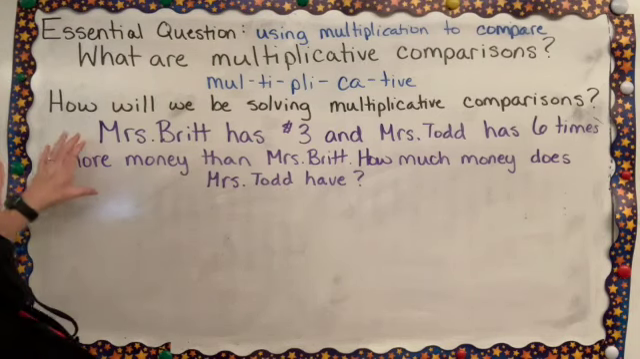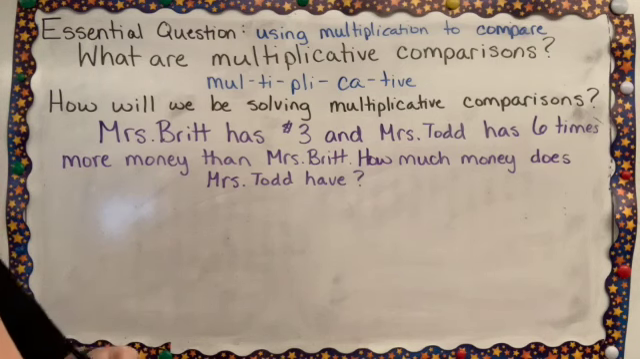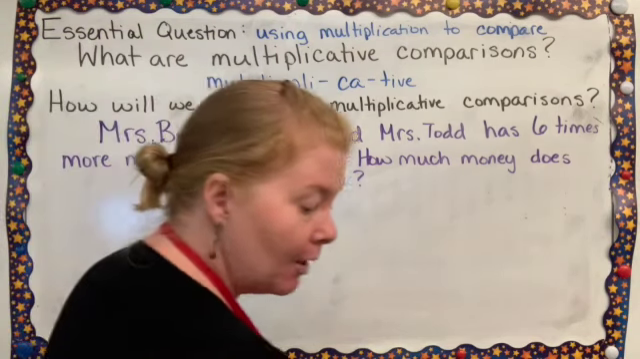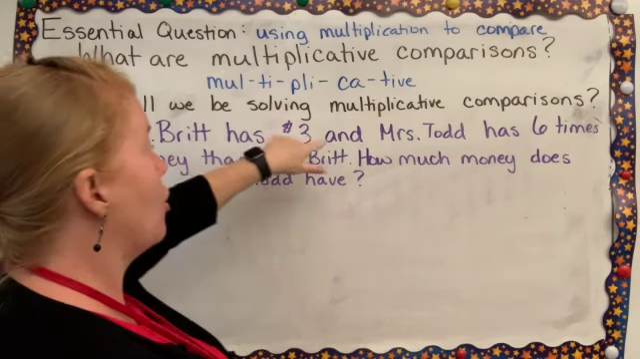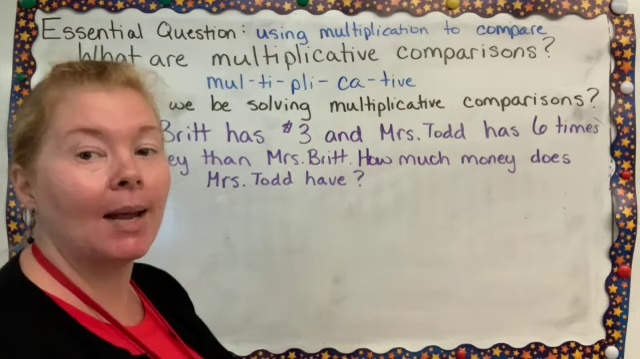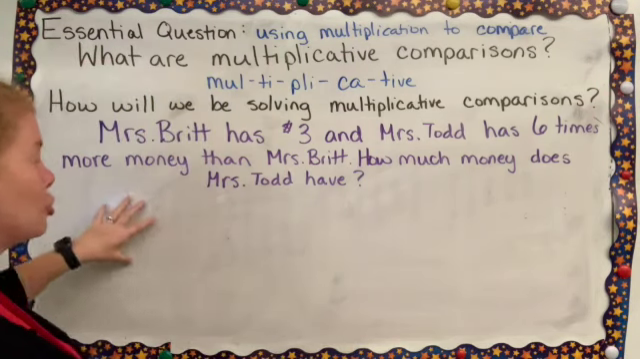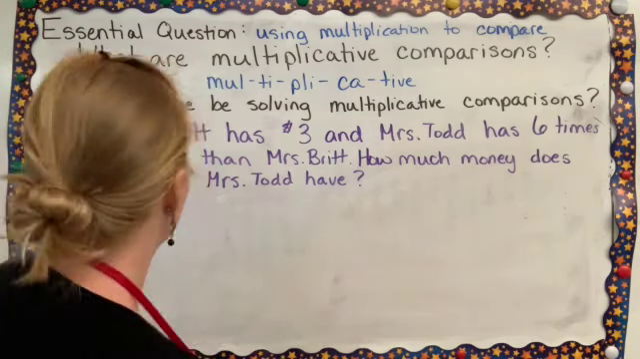All right, so let me continue to explain. Okay, so I have a new word problem written here in purple, and I am going to be showing you a couple of the ways that we are going to be solving these types of equations. So the question is now, how will we be solving multiplicative comparisons? Here is a word problem, and here is an example of how we're going to be solving it. I'm going to show you, and then I'm going to tell you what it's called, okay? Miss Britt has $3. So I have $3.